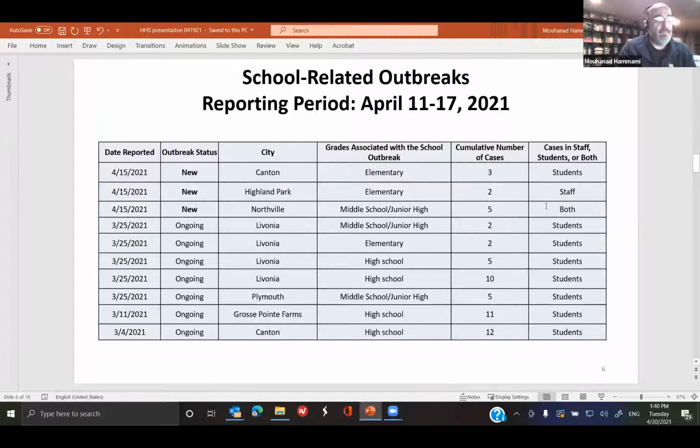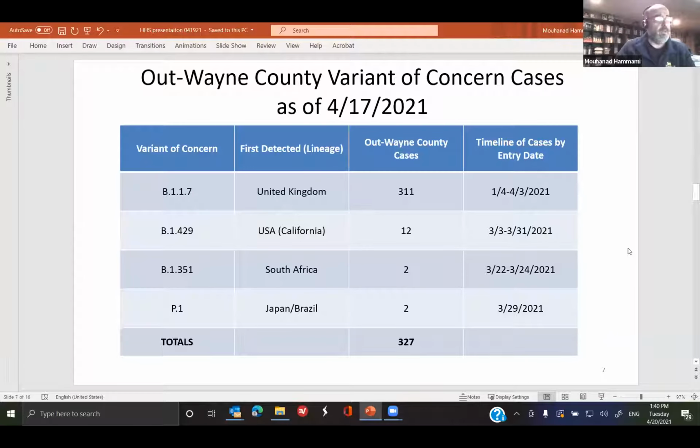And we are back to seeing cases in staff and in students. We had a period where mostly it was in students, and now we're seeing a little bit of a mixed batch. So we're investigating those to see whether the staff involved were vaccinated or not, and if so, then we will follow up on that.